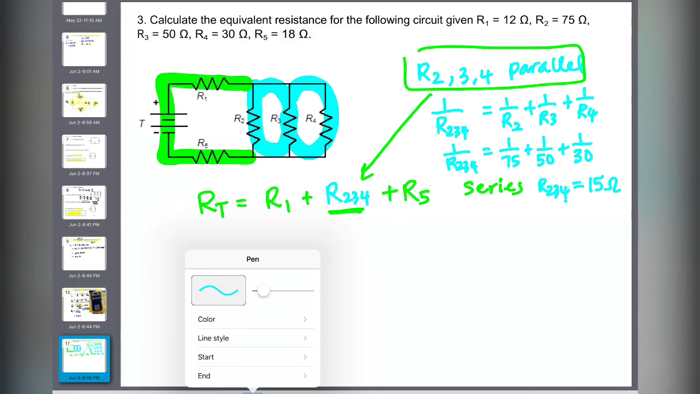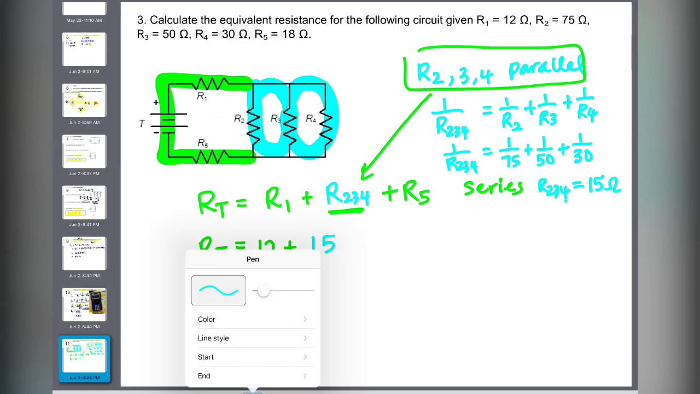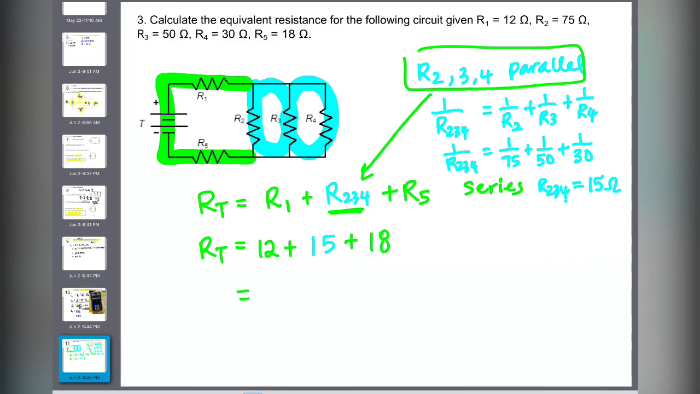Okay, and then finally, finishing this question up, the equivalent total resistance is going to be R1, which is 12, adding the 15 that I found from before, and then adding the R5, which is 18. So it worked out to be 12 plus 15 plus 18, and so 45 ohms is the total of this.